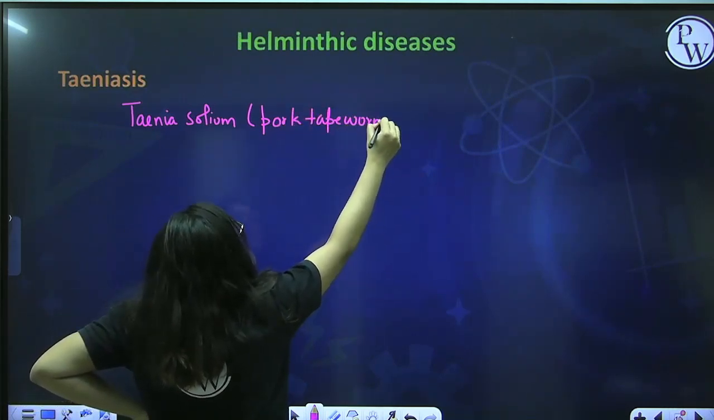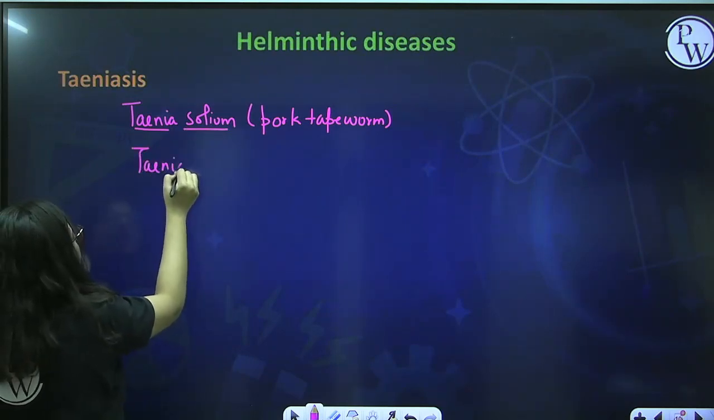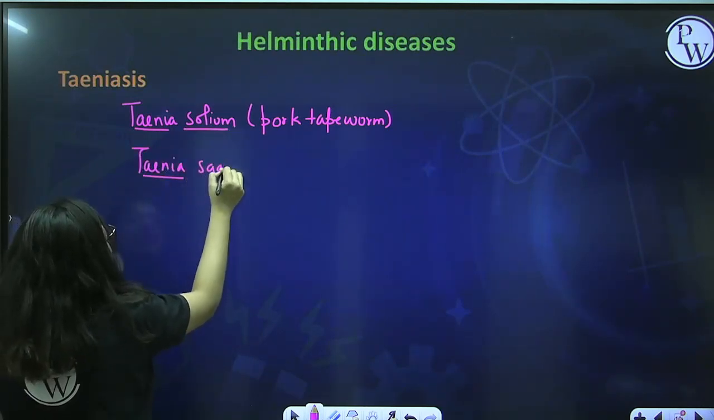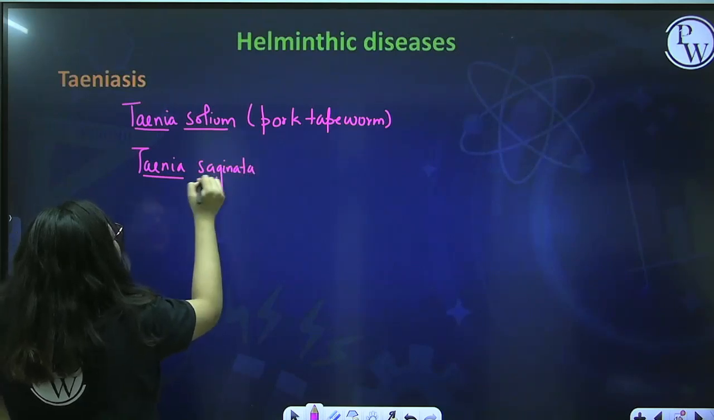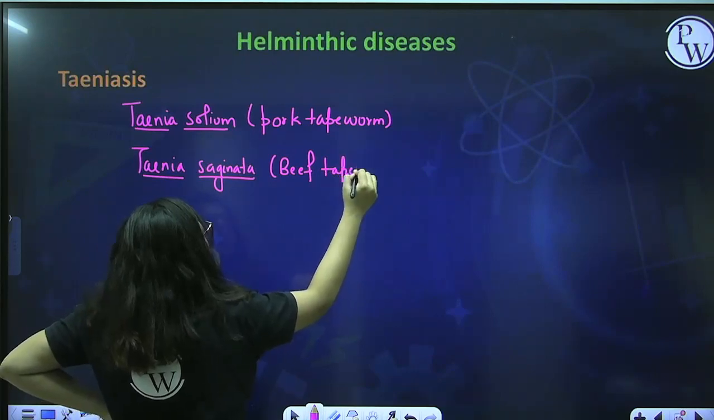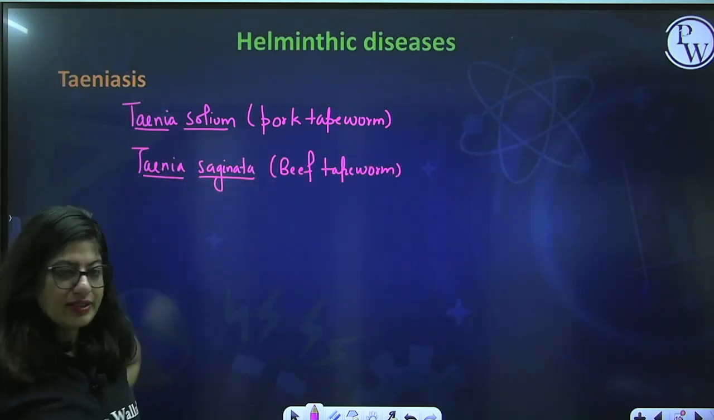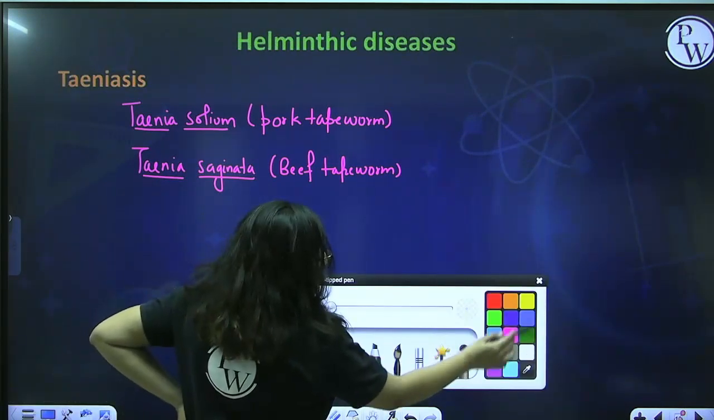That's the causative agent. And second we have is Taenia saginata. Taenia saginata, that's the beef tapeworm. So there are two tapeworms that can cause us a disease known as taeniasis. Now, what is the causative agent?